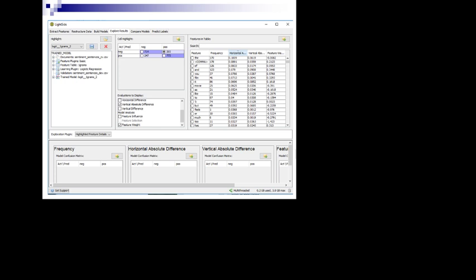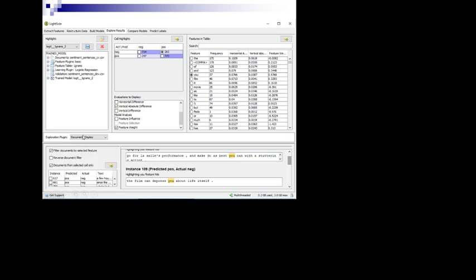Then what we want to do is look for some feature that's promising to follow up on. And the word "you" seems somewhat promising, because it occurs 37 times, which is a non-trivial number of times. It has a relatively high horizontal absolute difference, and the feature weight is high. So we're going to select Documents Display, click on Filter Documents by Selected Feature and Documents from Selected Cell, and then we'll get all of those examples and we can see where "you" occurs.